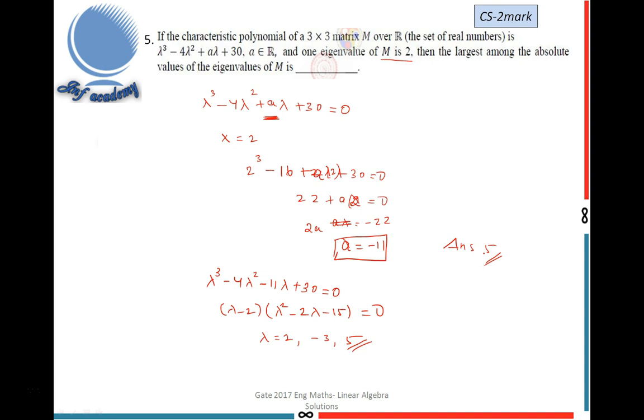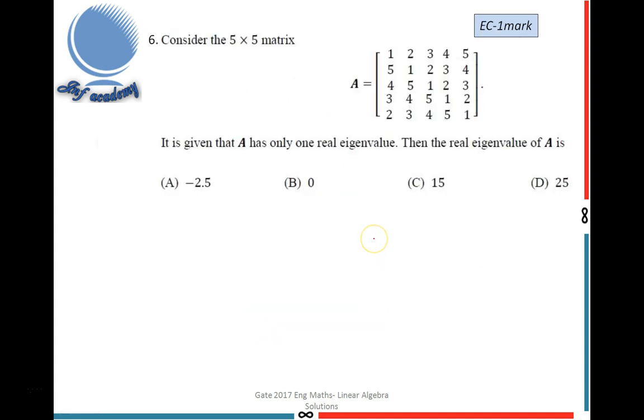Next, let's move on to the sixth problem. The sixth problem is: consider the 5 by 5 matrix. One 5 by 5 matrix is given. It is given that A has only one real eigenvalue. Then the real eigenvalue of A is dash. It's from the EC department. It has 1 mark.